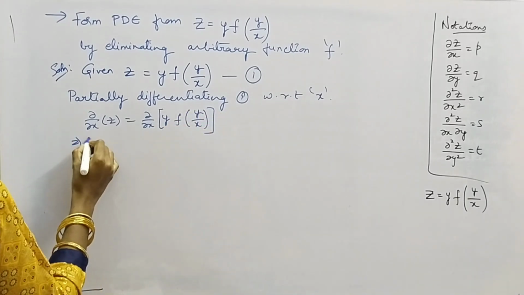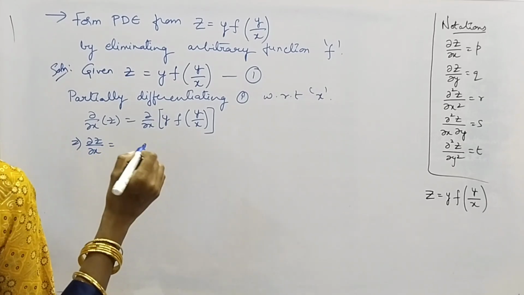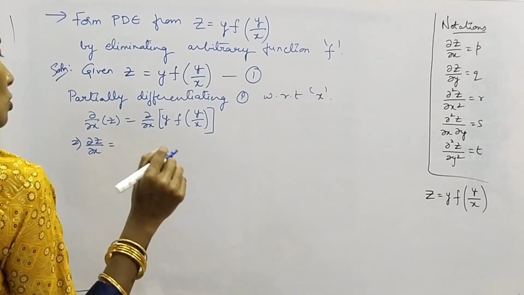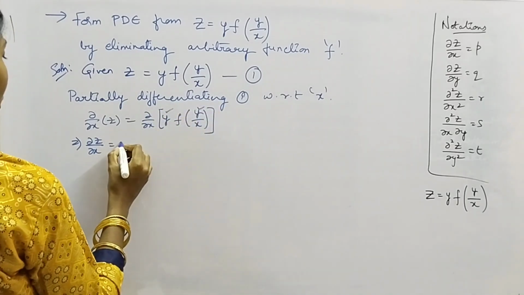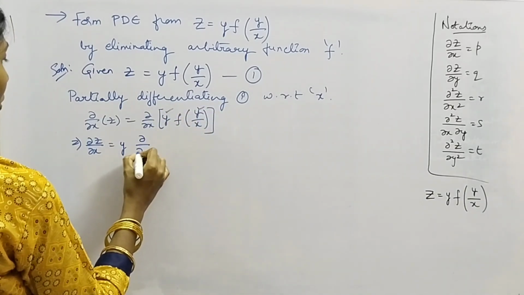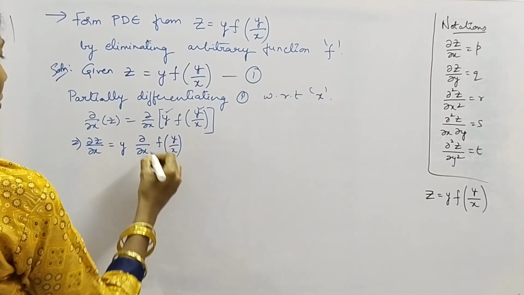Fine. This gives us dou z by dou x equal to, since we are partially differentiating with respect to x, so we'll treat y as constant. Here y is treated as constant, okay? We can write this as y into dou by dou x of f of y by x.